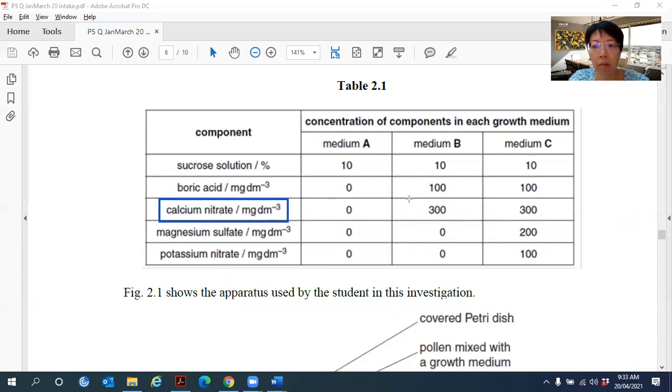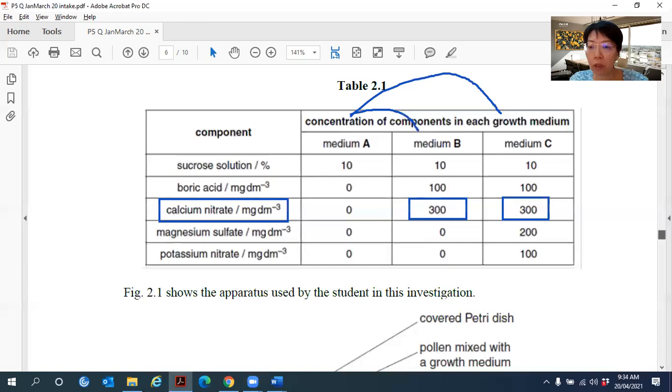Calcium is present in here and here, but not in A. So based on the t-test, it says that the mean growth of pollen between A and B and between A and C are significantly different. Okay, between these two and these two are significantly different. So we can say that the difference in the growth of the pollen between medium A and B and medium A and C is significant. So calcium may actually result in the differences in the growth. Okay. They ask you for the evidence, right? So the evidence is, first, you're talking about the presence of calcium in medium B and C.